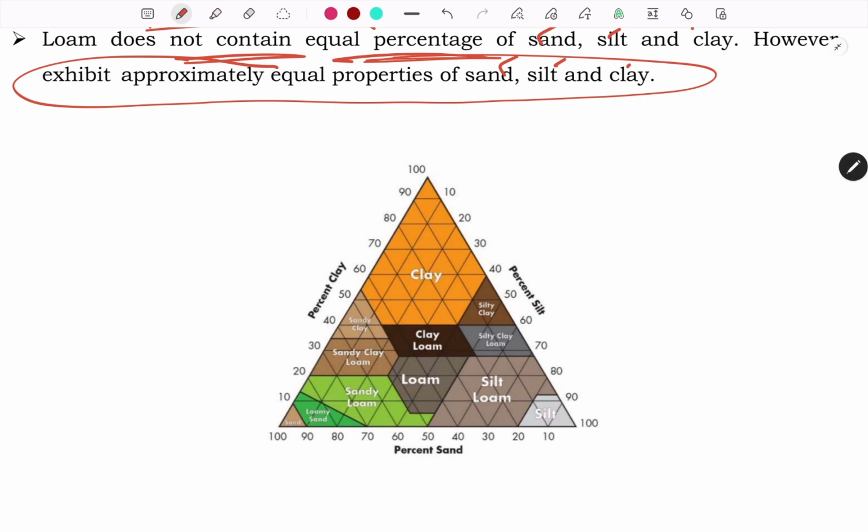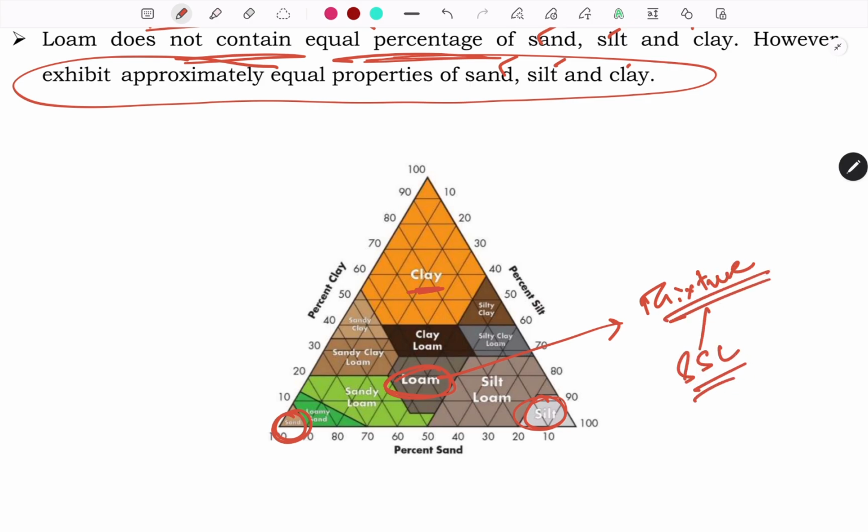You can see the numbering here. It's clay, sand here, silt here, and the loam is here, because loam is a mixture of sand, silt, and clay. That's why it's in the middle. If the clay percentage is more than 35 to 40%, then it is clay. That's why it occupies a dominant position here.